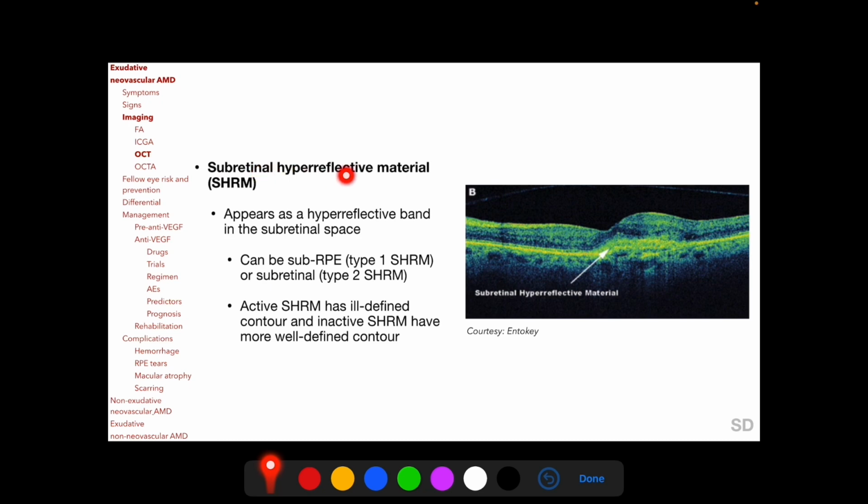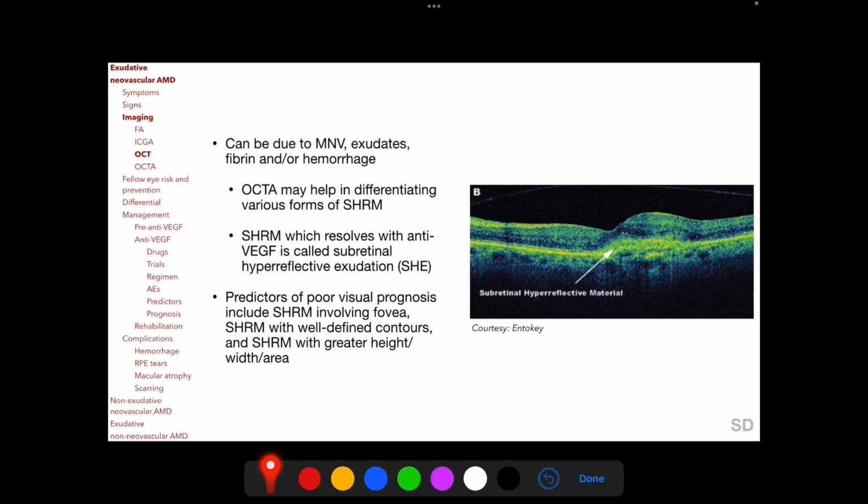Subretinal hyperreflective material is an OCT finding of a hyperreflective band in the subretinal space, which can be either subretinal pigment epithelial or subretinal in location. Active SHRM has an ill-defined contour, as seen here in this photograph, and inactive SHRM has a more well-defined contour. SHRM can be due to the MNV itself or due to exudation, fibrin, or hemorrhage. An OCTA may help in differentiating MNV from the other etiologies of SHRM. SHRM involving the fovea, a large SHRM, and SHRM with well-defined contours are predictors of poor visual prognosis.